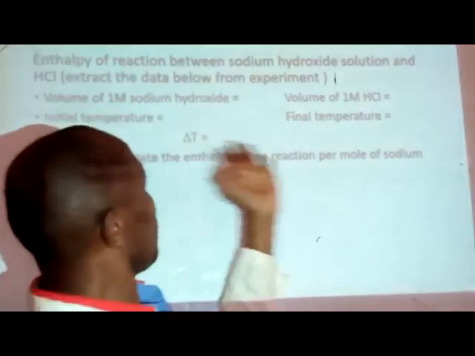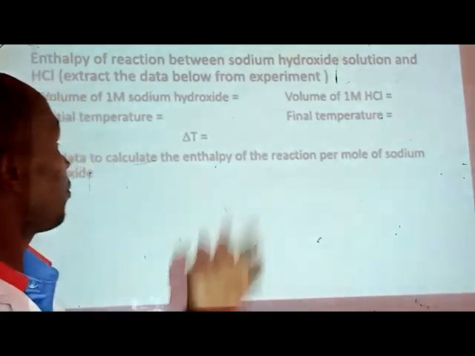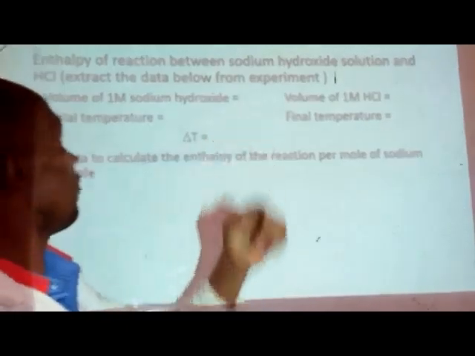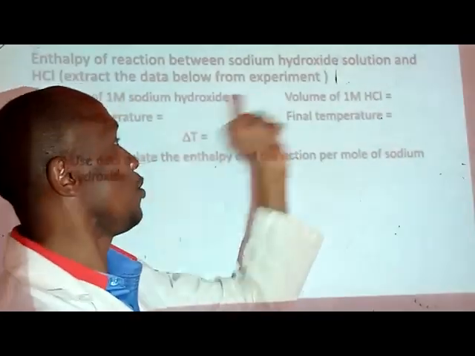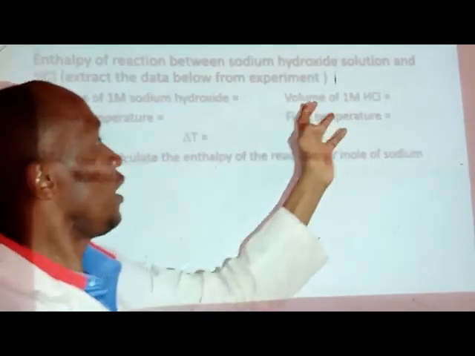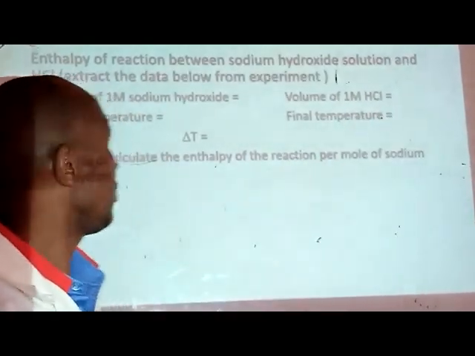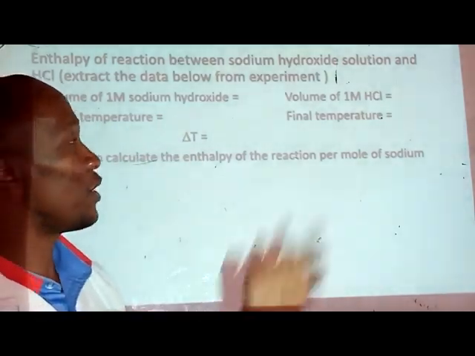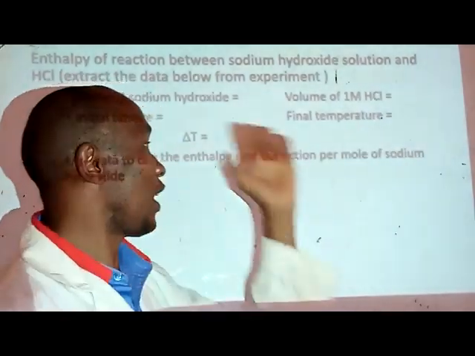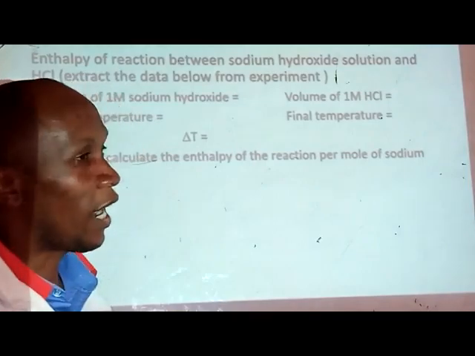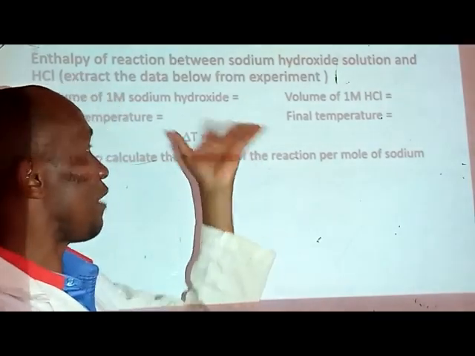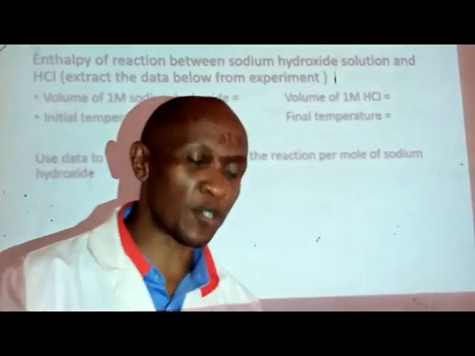Again, you can go through the final part of the experiment and extract the data. Write down the volume of 1 molar sodium hydroxide used, and the volume of 1 molar hydrochloric acid used. Get the initial temperature and the final temperature. That is from observing the experiment, so as you observe it, just extract that.